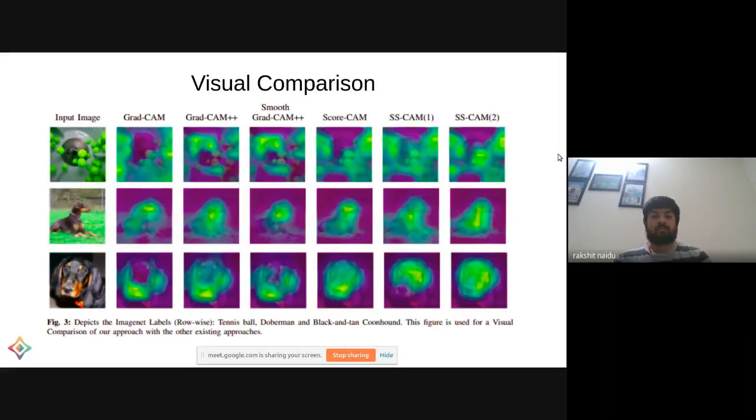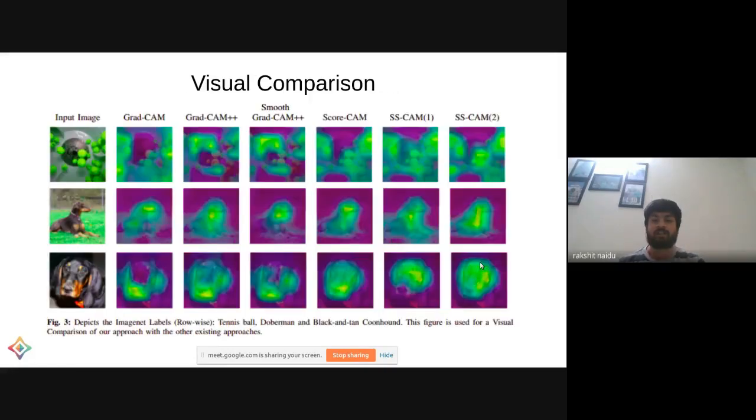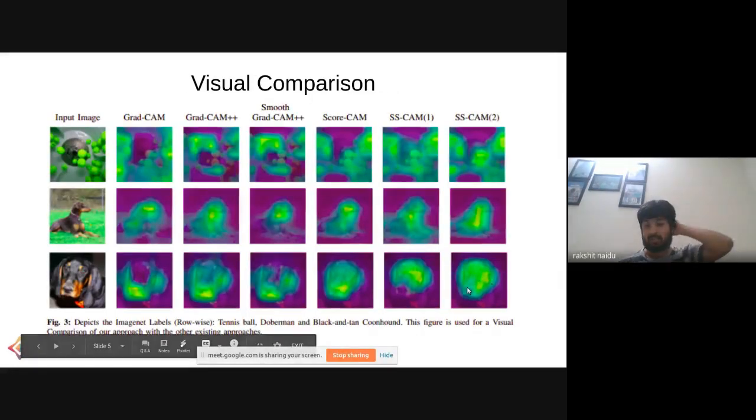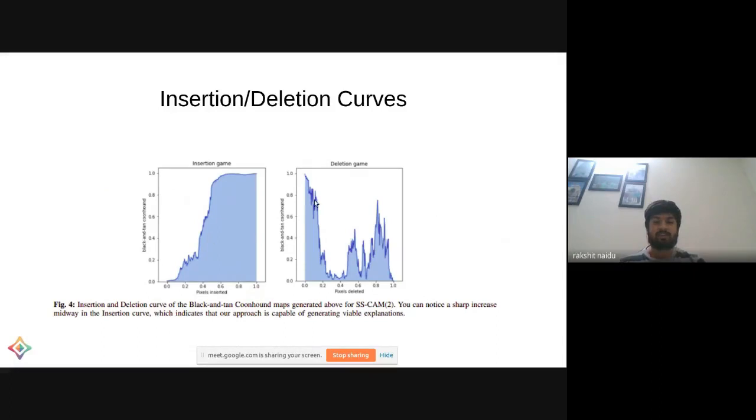And yeah, these are the insertion deletion curves over the SSCAM2 black and tan coonhound image that we generate out here. So you can see a sharp increase and a sharp decrease in the insertion and deletion curve, which suggests that the method is really working well.